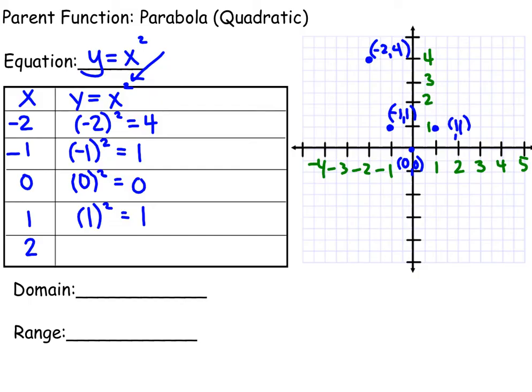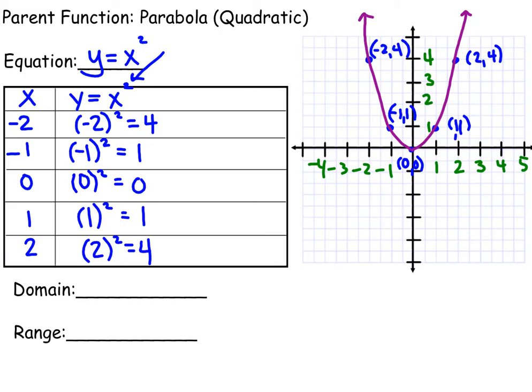All right, and then the last one here, evaluate. 2 times 2 is 4. So we're going to go right 2 and then up 4. So we should see the shape of that U when we connect our points. All right, so there is our parabola, our quadratic function graphed out for our parent.